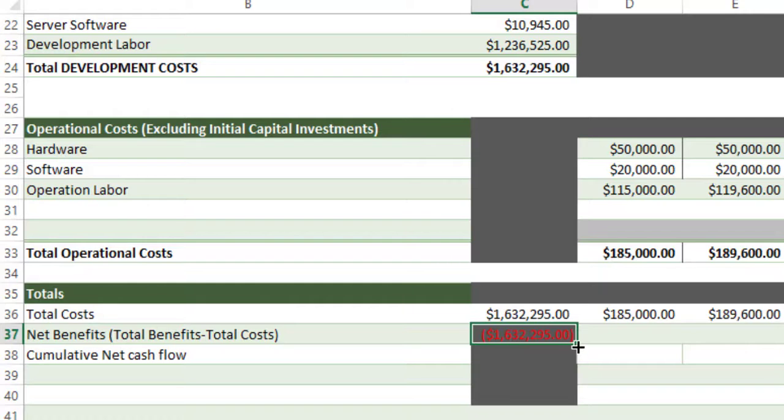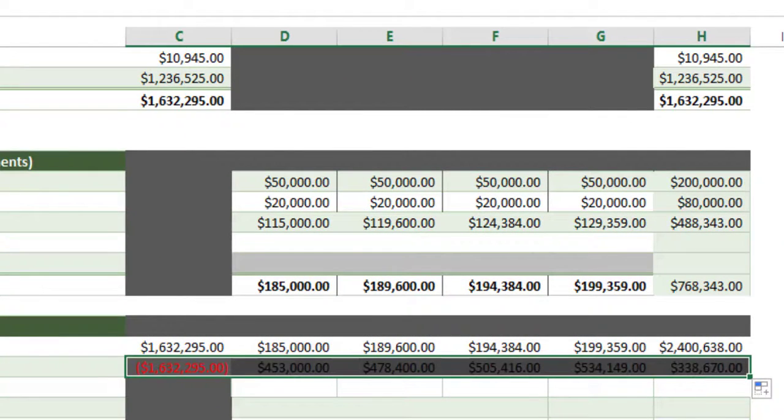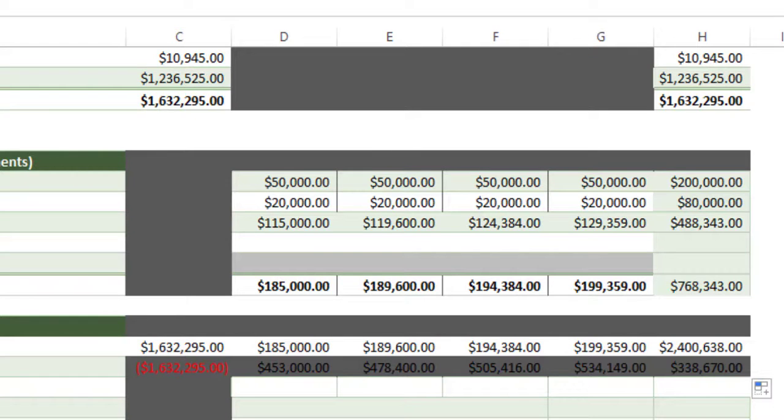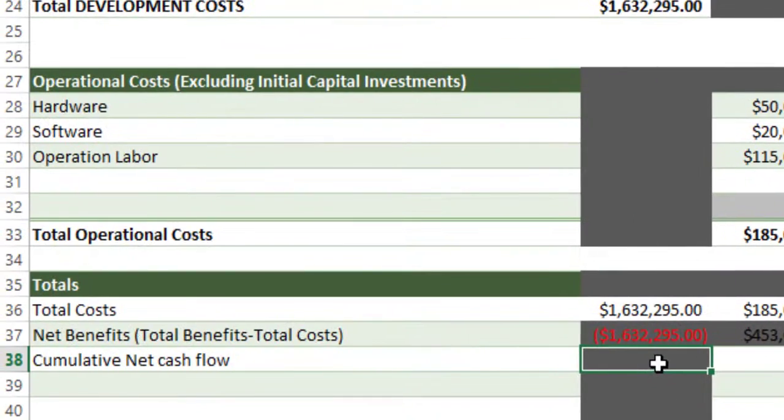Then we can auto-populate that for the rest of the years, and we are going to get those particular values. You can see that only the first, the 2012, that's when we have a negative net benefit, but the subsequent years, the net benefit is positive.